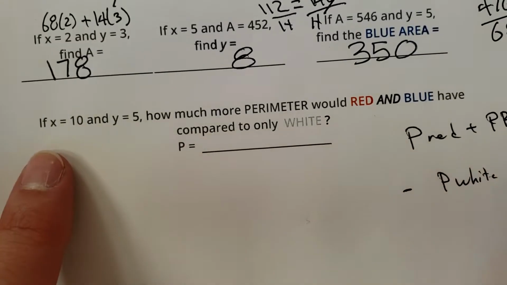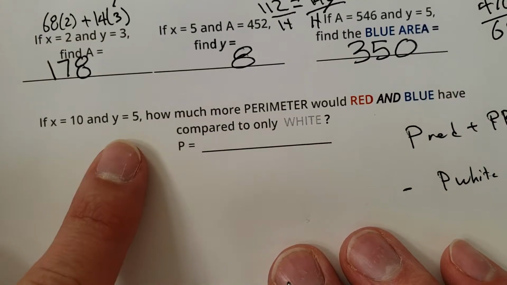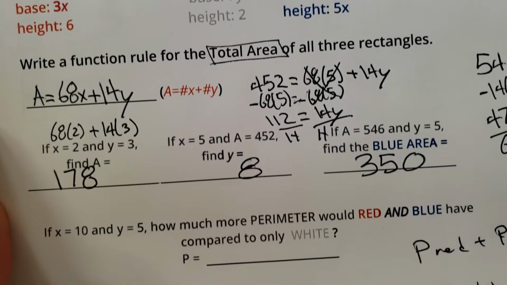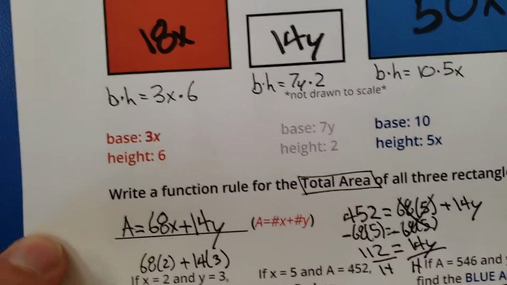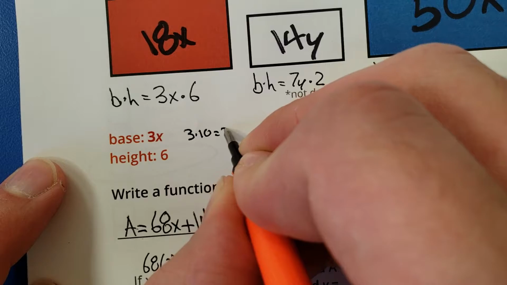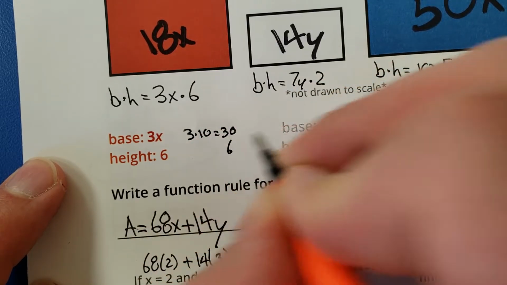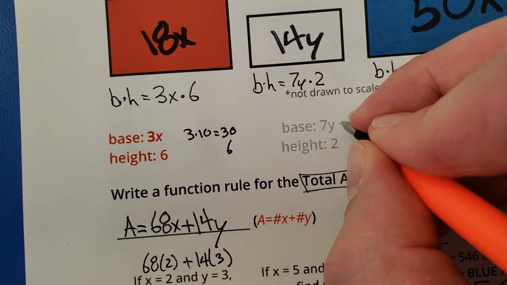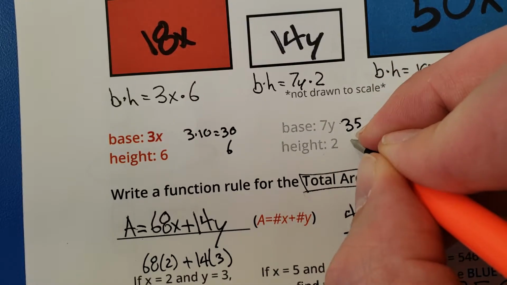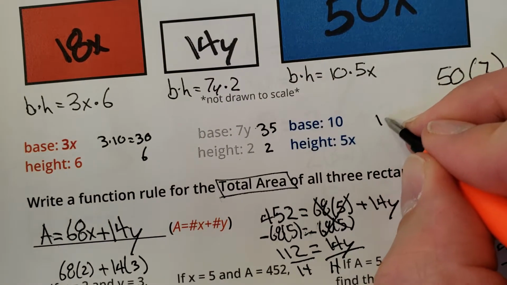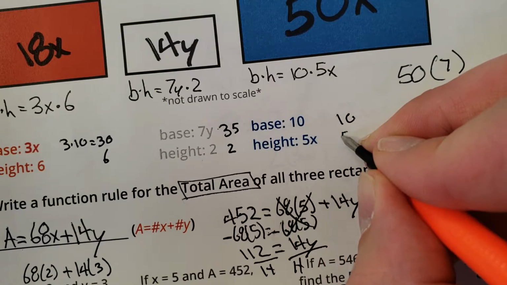Jeez Louise. Oh, man. So x equals 10 and y equals 5. So this is a situation where I think it'd probably be good just to go back up to the original. Okay, so if x equals 10, you would be 3 times 10, so 30. You would still be 60. Okay, if y equals 5, 7 times 5 would be 35. You would still be 2. Okay, the base is 10. And then what was x again? X was 10, so you'd be 5 times 10, so you'd be 50.